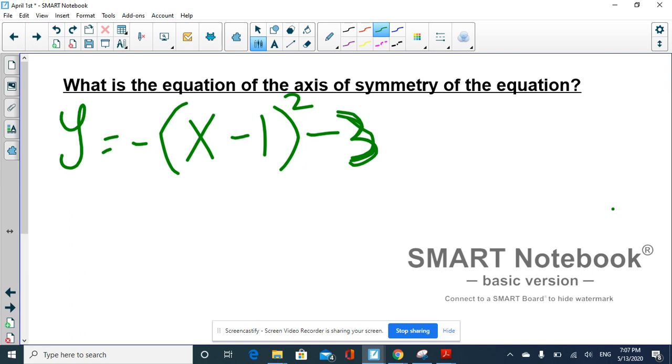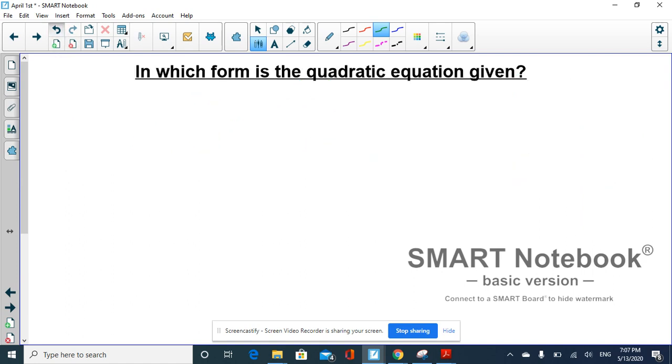symmetry. The axis of symmetry, this parabola will open down, by the way. Parabola opens down. Okay, and the axis of symmetry should pass through the vertex. So we should know what the vertex is. Okay, what is the vertex from this one?